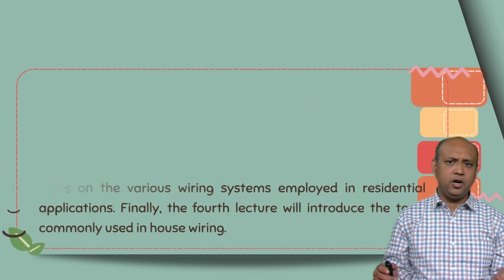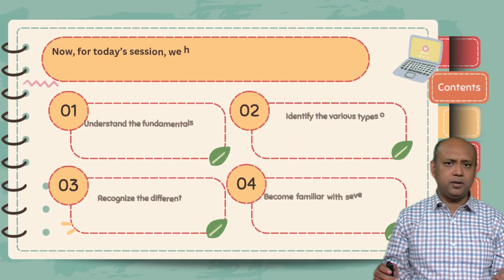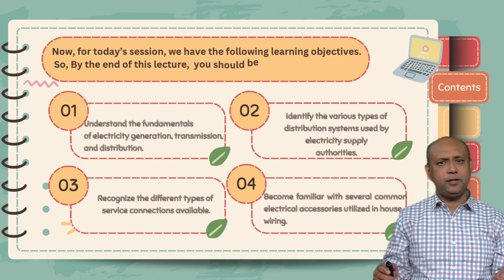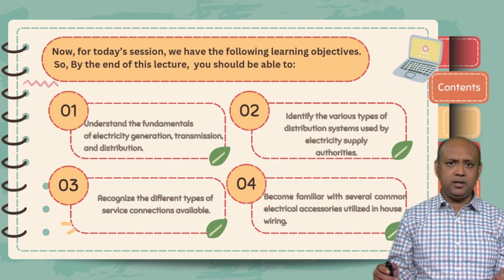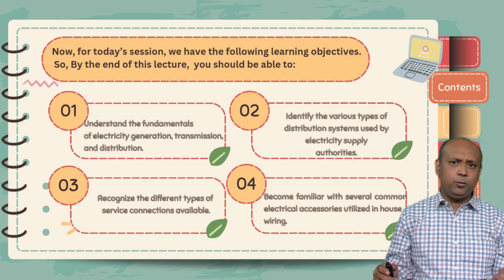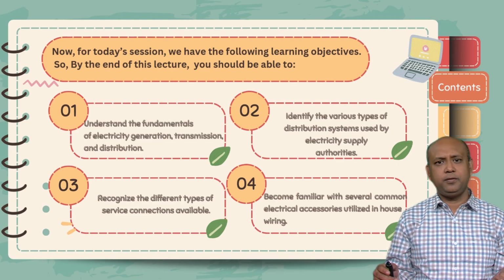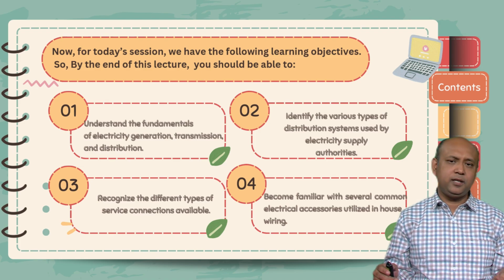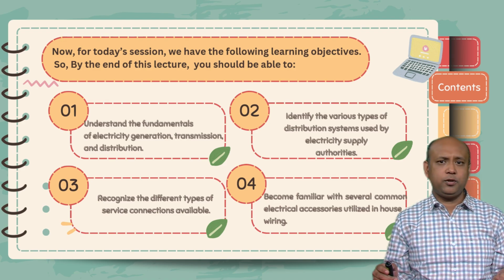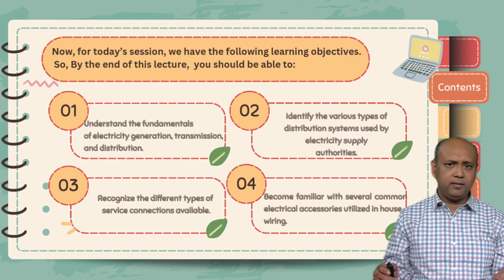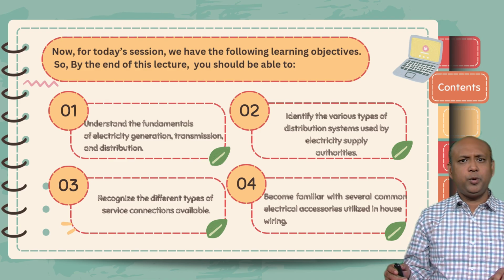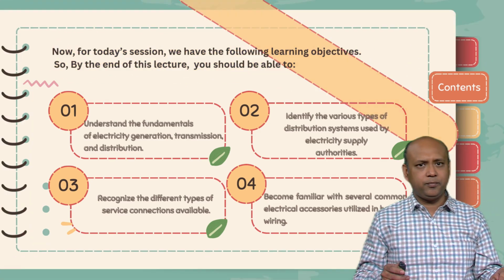Now for today's session, we have the following learning objectives. By the end of this lecture, you should be able to understand the fundamentals of electricity generation, transmission and distribution. Next, we are going to identify the various types of distribution systems used by electricity supply authorities. Then, the next objective is to recognize the different types of service connections available, and then we'll become familiar with several common electrical accessories utilized in house wiring. So with these objectives in mind, let us begin.